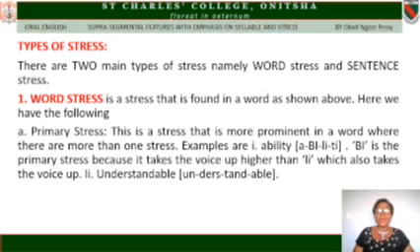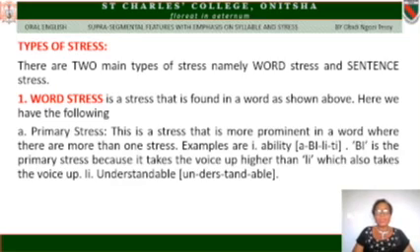Ability. In ability, you find out that B and Li make use of the voice moving up. That is making use of extra force, B and Li. But there is one that is more prominent than the other, and that is what? B. So you have to do what? Write B in capital letter as the primary stress, because you have the secondary one, which is not capitalized. We have examples as ability. This is a primary stress because it takes the voice up higher than Li, which also takes the voice up.